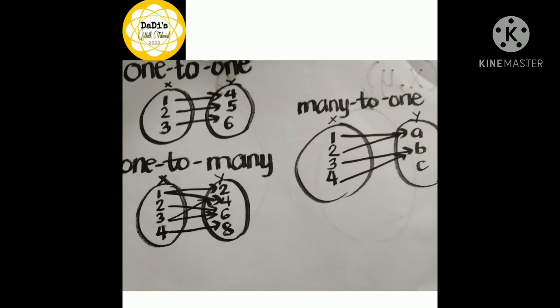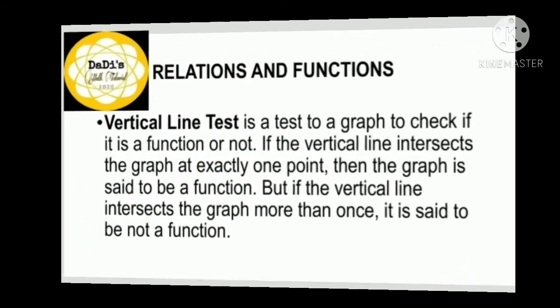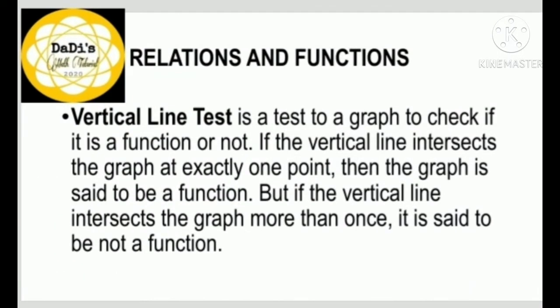So, what about a graph, sir? That's where the vertical line test comes in. The vertical line test is a test on a graph to check if it is a function or not. If the vertical line intersects the graph at exactly one point, then the graph is said to be a function. But if the vertical line intersects the graph more than once, it is said to be not a function.